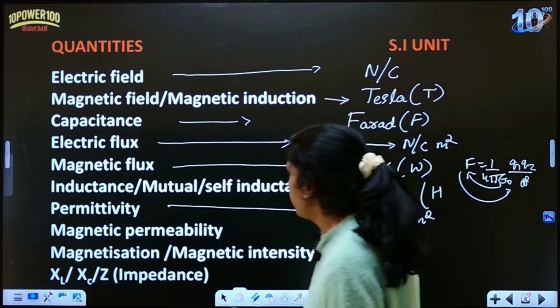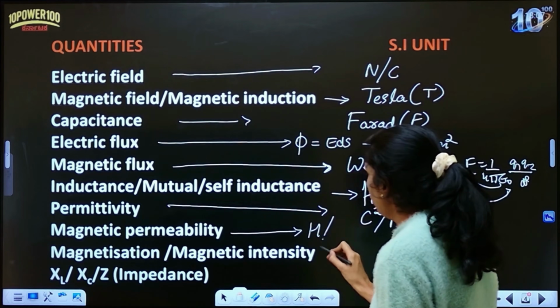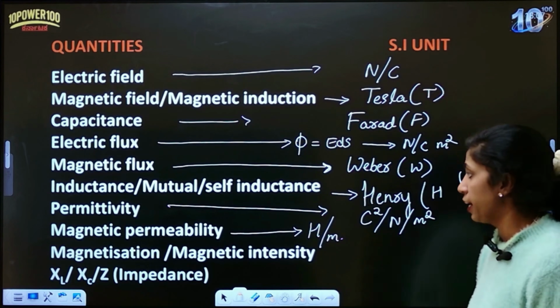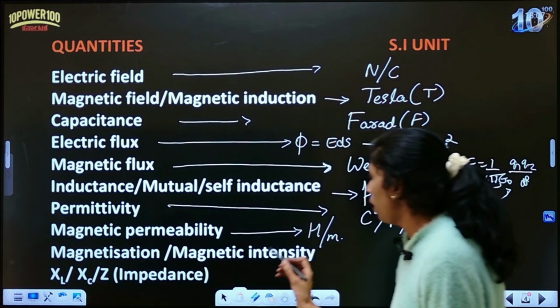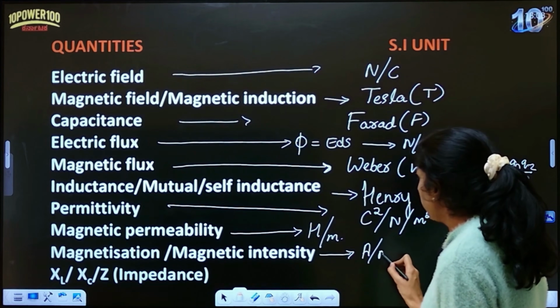Okay. Next, what is the SI unit of magnetic permeability? You can take Henry per meter. Okay, so that's the SI unit of magnetic permeability. Next, what is the SI unit of magnetization or magnetic intensity? It is ampere per meter, guys.